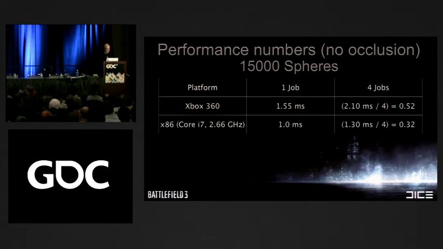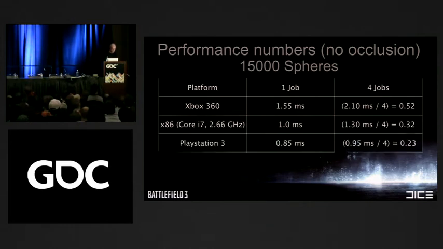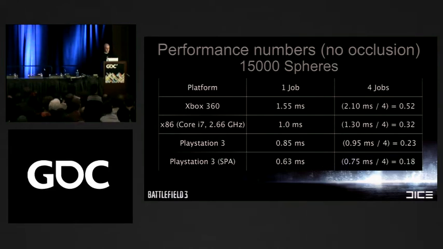Then we have PC, and in this case it's an iCore 7 with 2.66 gigahertz, and one job taking 1 millisecond here, and 0.32 when running 4 jobs. As you can see here, the scaling is a bit better on the PC. And then we have the PS3. It's 0.85 milliseconds when running 1 job, and 0.23 when running 4 jobs. As you can see here as well, the scaling is the best on the PS3. This is simply because the SPUs are really independent of each other and can run pretty much simultaneously without getting in the way of each other. Then I also implemented a SPU version, which is even faster on the PS3, which I will go into more detail a bit later.